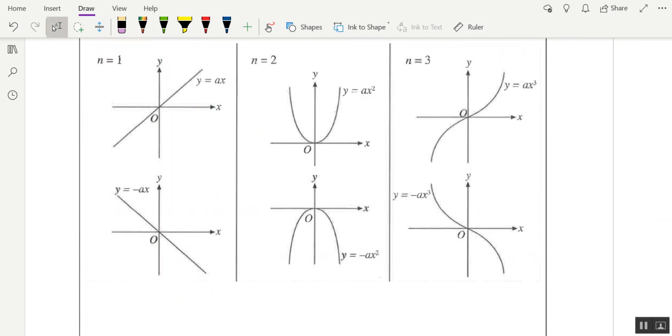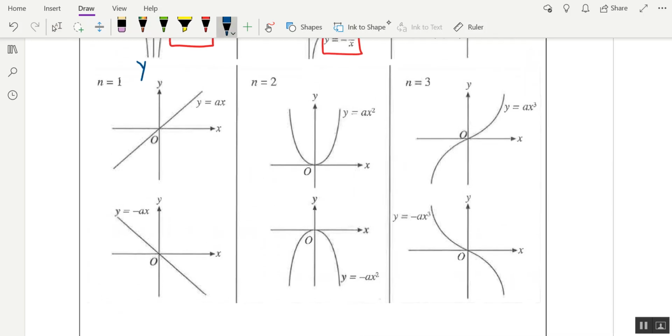Next, when the power is equal to 1, I will have y equals ax. Anything to the power of 1 is a linear line. This is called a linear line, and the gradient is equal to a because the number that accompanies the x is the gradient. Whenever you see ax only, it means it's a linear line. If the gradient is positive, it's going up. If the gradient is negative, it is going down.